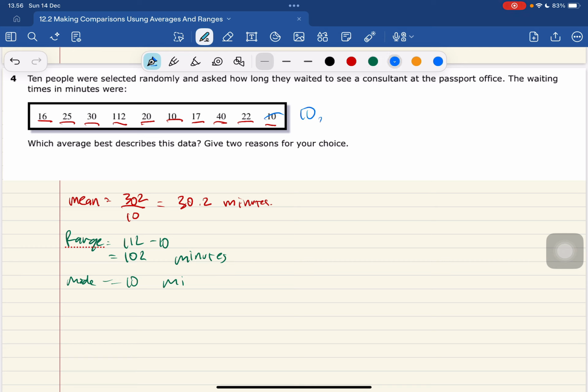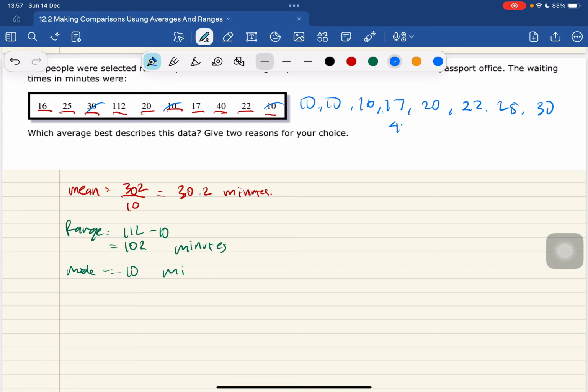Let us sort the data: 10, 10, 16, 17, 20, 22, 25, 30, 40 and 112. For the median, we take the middle two values, which gives 21.